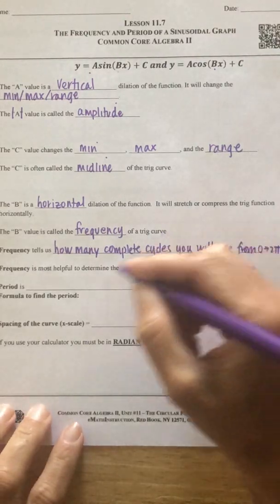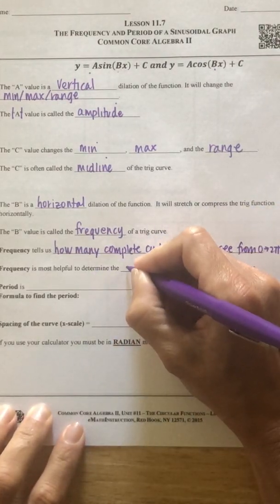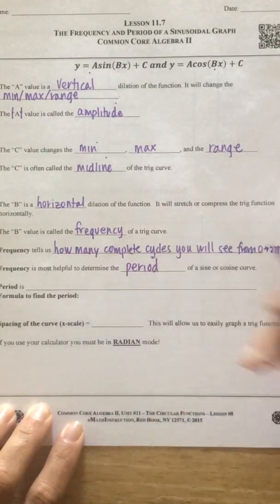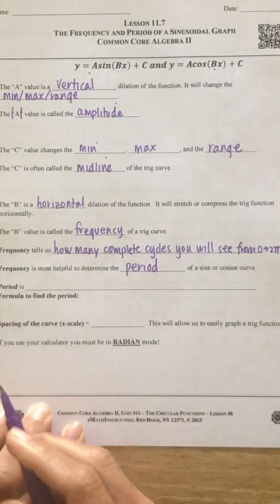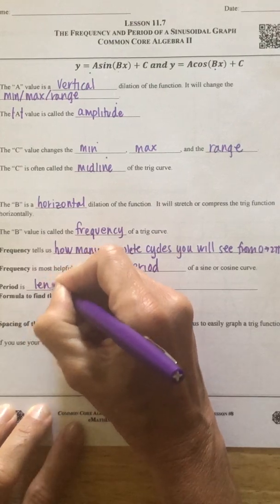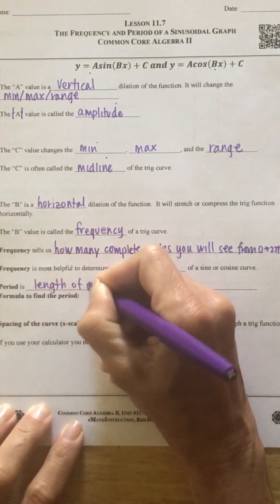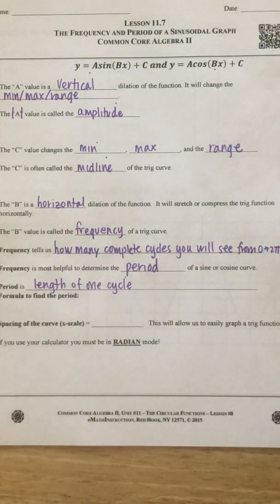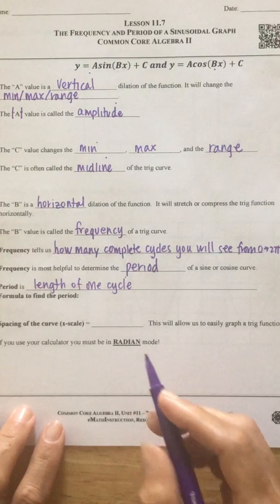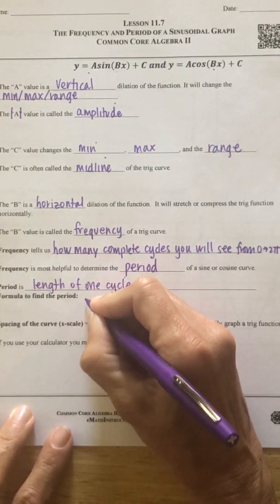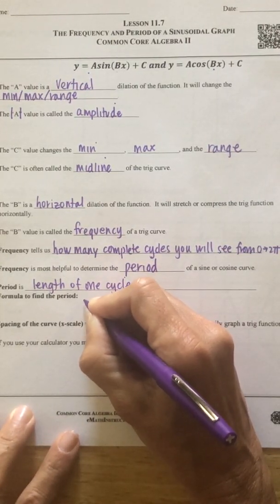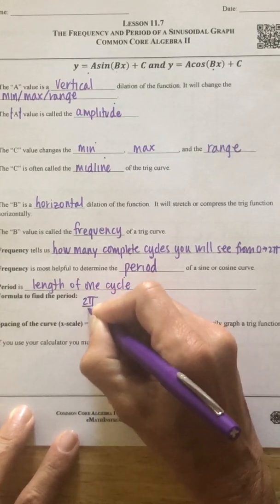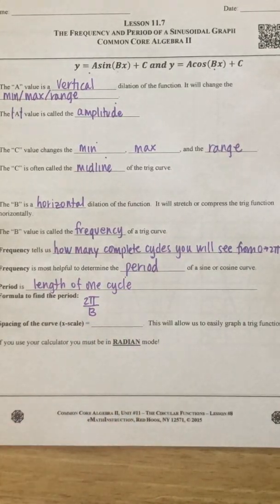All right, frequency is most helpful to determine something. You use the B value to determine the period of a sine or cosine curve. Now, the period is the length of one cycle. So the B value is not the length of one cycle. You have to use it in a formula. The formula to find the period of any trig function, sine or cosine, would be 2 pi over that B value, okay? And that will give you the length of one cycle, how far wide it goes.